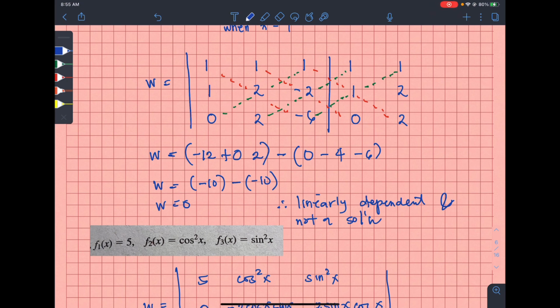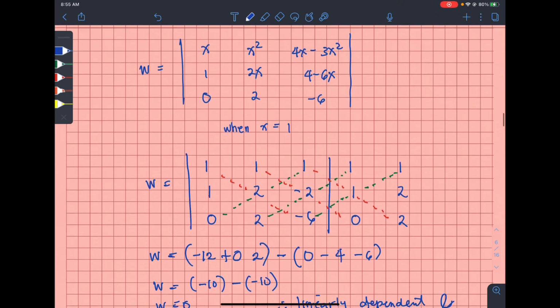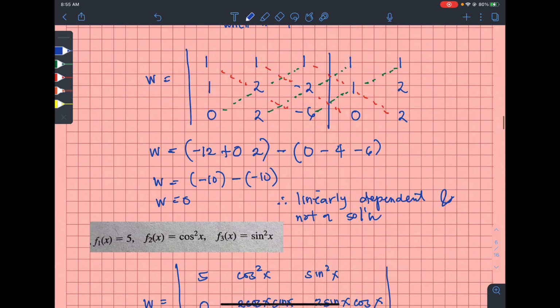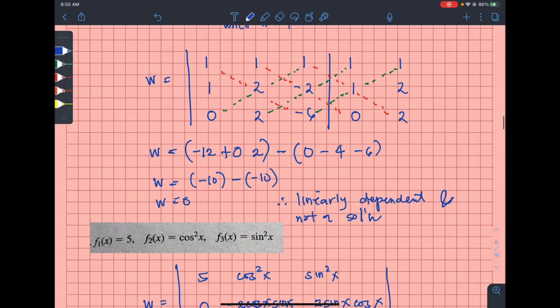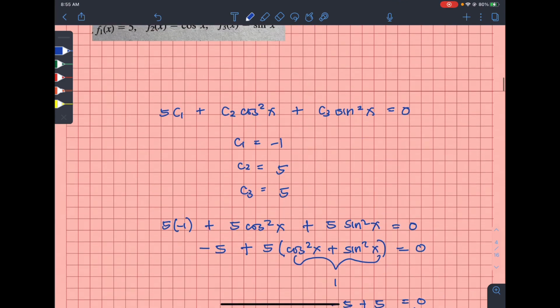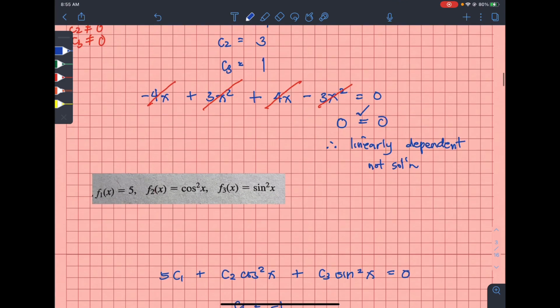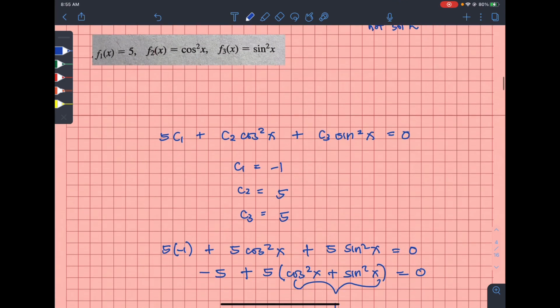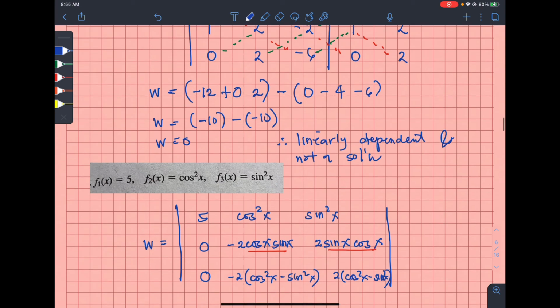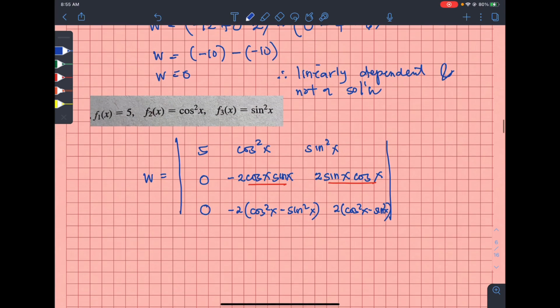So it is easier if we substitute a numerical value. Let's have another one: 5 cosine squared x and sine squared x. Solve this one as well. And our answer is, again, linearly dependent and not a solution. So it is equal to 0, and therefore our answer here should be equal to 0 as well.